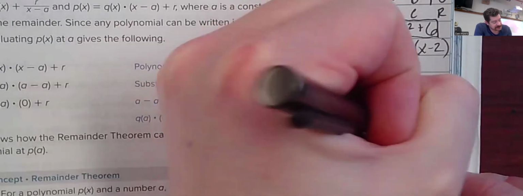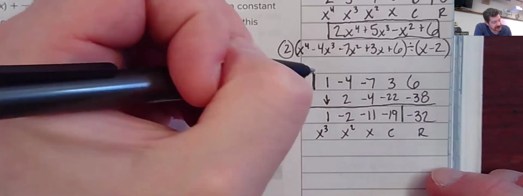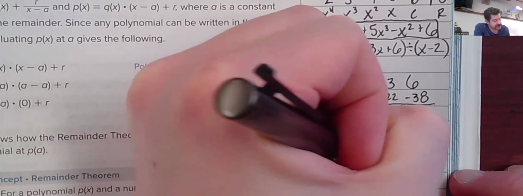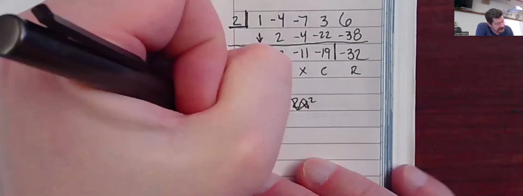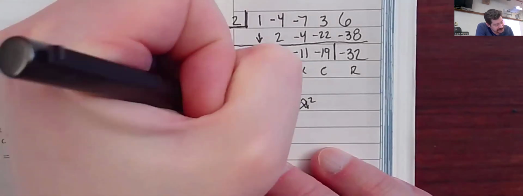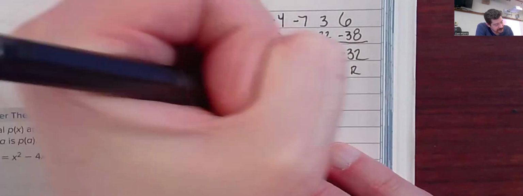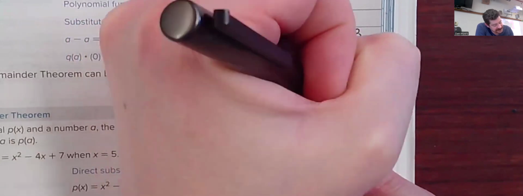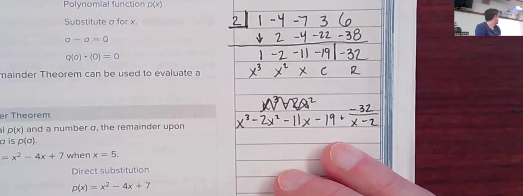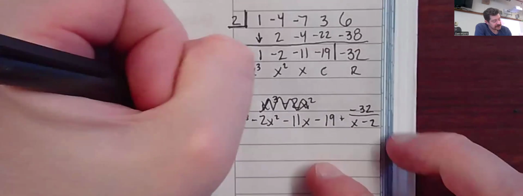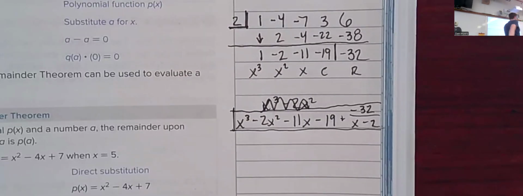And then we're going to have a constant term, a linear term, quadratic term, and a cubic term. So the answer should be x cubed minus 2x squared. Actually, you know what? I don't have enough room for that. Hang on. Let's start over to the left further. x cubed minus 2x squared minus 11x minus 19 plus -32 over the original thing we were dividing by, which is x minus 2. So remember with your remainder, it's whatever the remainder is over, as a fraction, the original thing that was being divided.